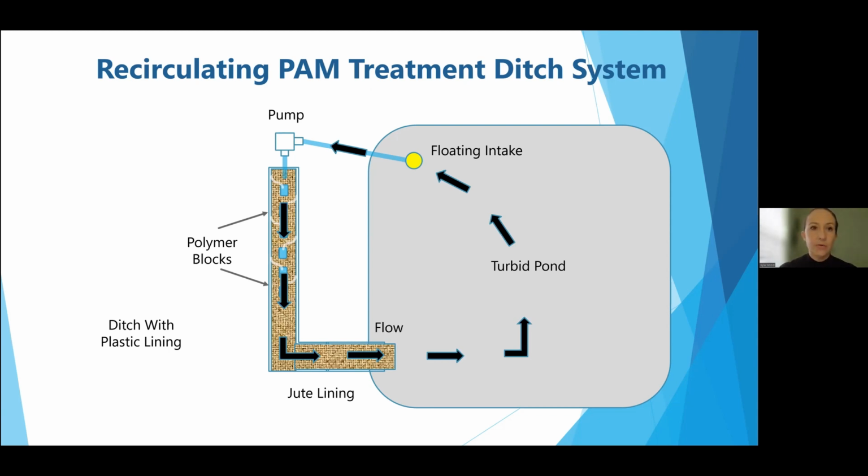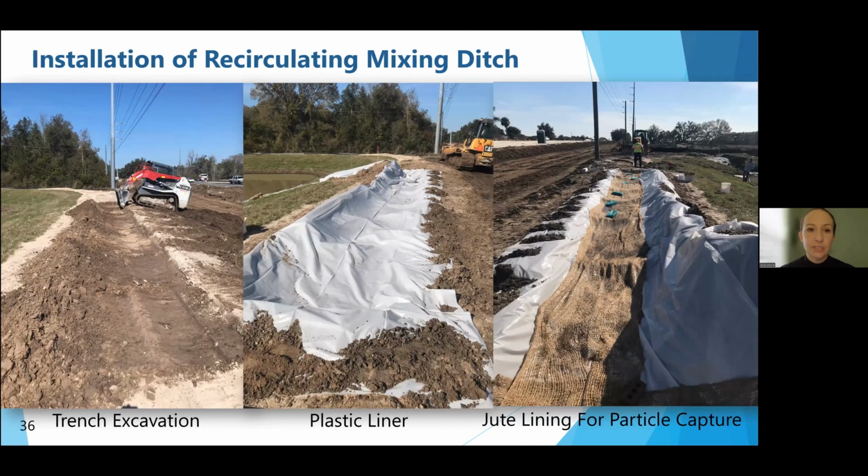Here is where they constructed the ditch. They just dug it out, lined it with plastic, and then again with that jute matting, and then put in the polymer logs. You typically want to put your flock logs in the upper one-third to one-half of the channel, closer to the source of the water. That gives us more mixing and reaction time as the water flows down the channel, the more time we have to form those flocks.